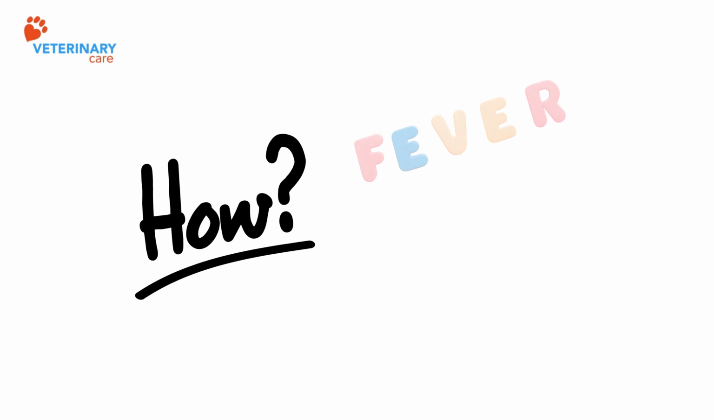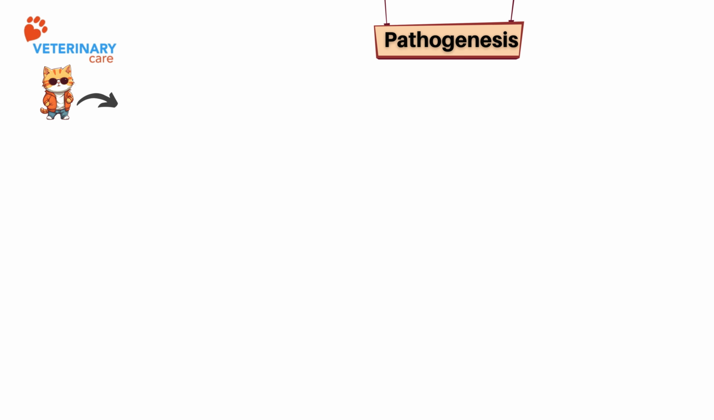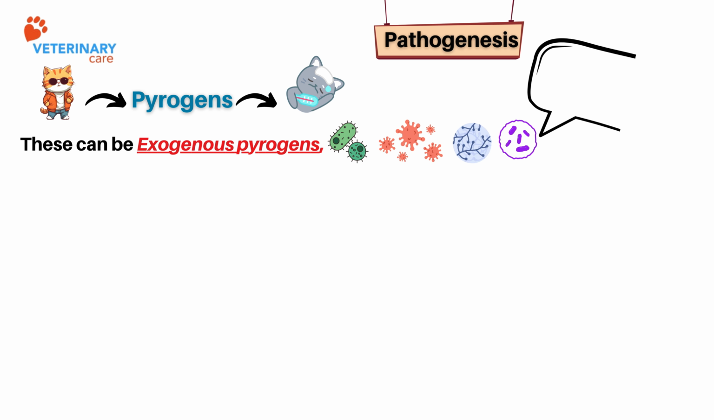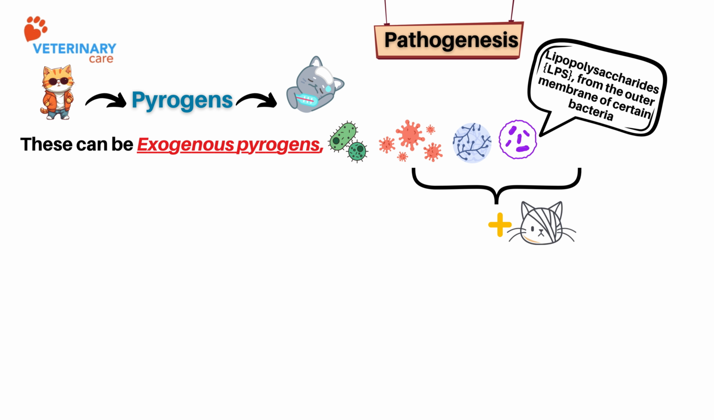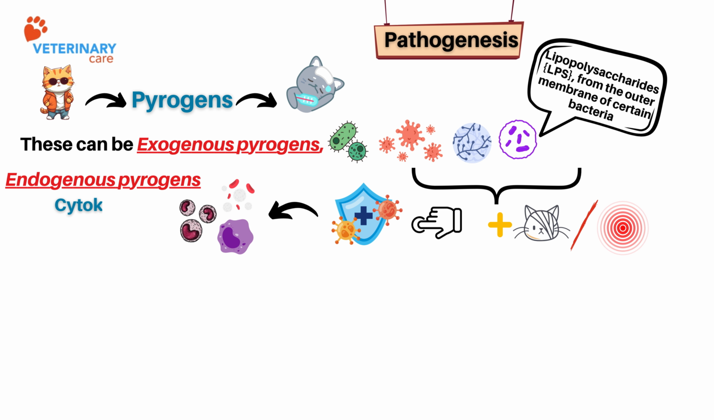Now let's talk about how fever develops, or its pathogenesis. It all begins when the body is exposed to pyrogens, which are fever-causing substances. These can be exogenous pyrogens, like bacteria, viruses, fungi, or bacterial toxins such as lipopolysaccharides, LPS, from the outer membrane of certain bacteria. These exogenous pyrogens or any injury or inflammation in the body trigger the body's immune system to respond. In turn, the immune cells like monocytes, macrophages, and granulocytes release endogenous pyrogens, which are mainly cytokines.